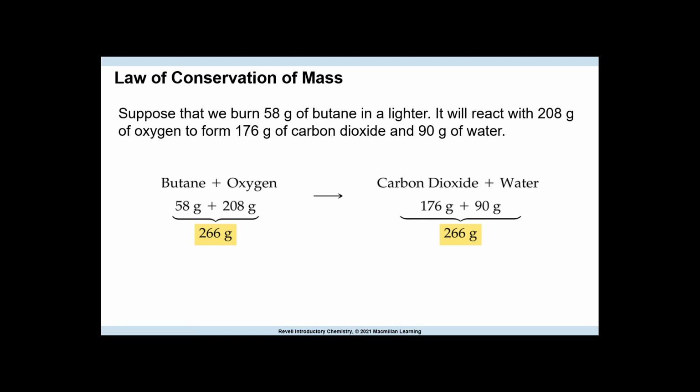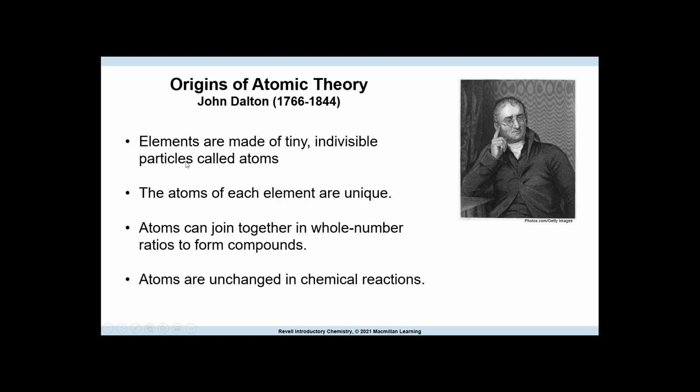grams of oxygen to form 176 grams of carbon dioxide and 90 grams of water. This equals 266 grams. This equals 266 grams. So if you are missing one of these, on one side you should have the total, and then you can figure out what the missing piece is.